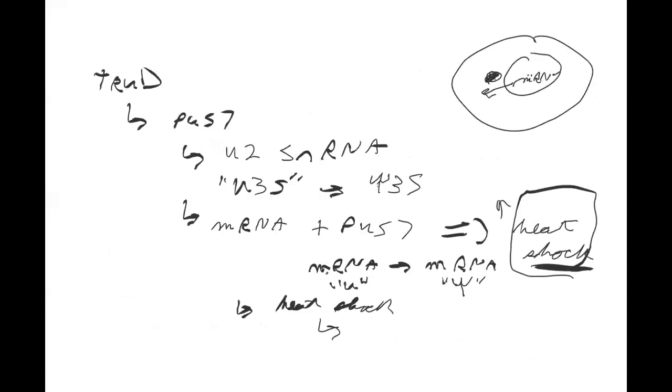Now, TRUD deals with PUS7, and there's different types of small nuclear RNA. In this case, it's the U2 version, and this one is U35 position. So it's modifying the U35 position into a pseudouridine. It also works with the messenger RNA, and it's helping with this transfer from nucleus to cytoplasm and this heat shock that takes place.